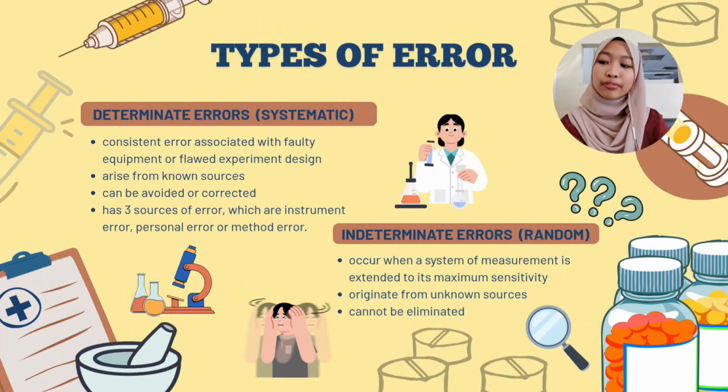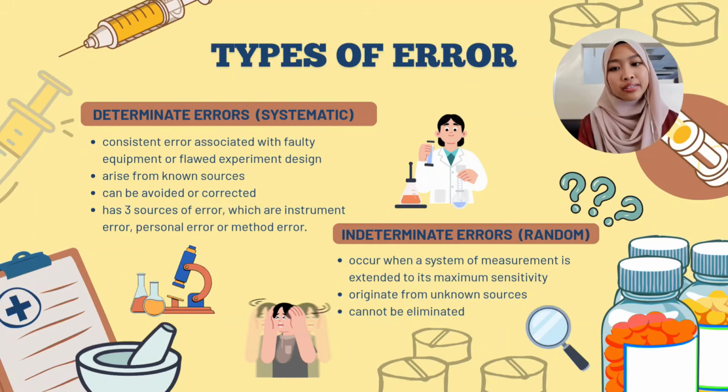So earlier we have learned that if a data point can be discarded, it means an error has occurred. Let's look at types of error. We have two types of error. First is determinate errors, or some people call it systematic error, and another one is indeterminate errors. Some people call it random errors. Let's look at it one by one.